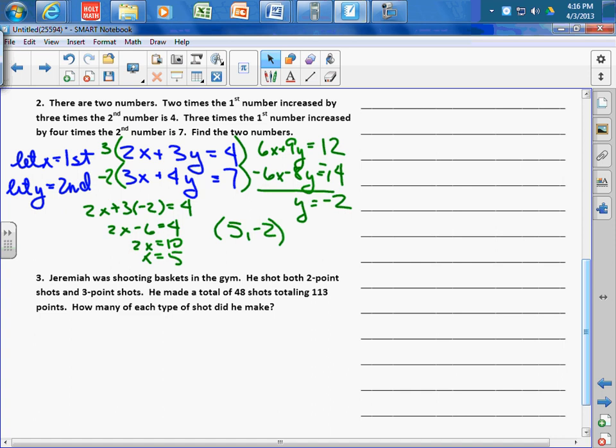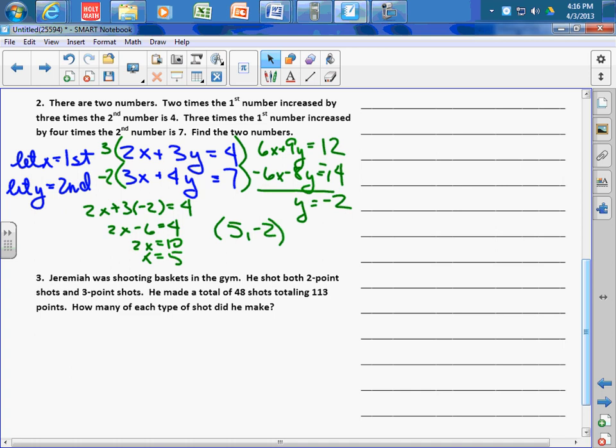Number 3, Jeremiah was shooting baskets in the gym. He shot both 2-point shots and 3-point shots. And if you're a basketball fan at all, you know what I'm talking about here. But he made a total of 48 baskets, and he made 113 points. That's what it's saying there. How many of each type of shot did he make?